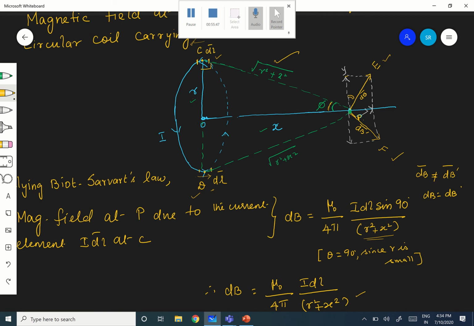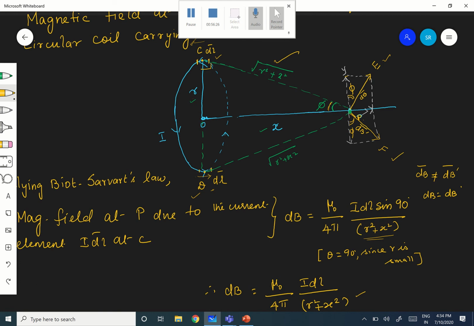Therefore, what will be the angle between PE and PY? How to find out? PY is perpendicular to OP and PE is perpendicular to CP. Therefore, the angle between the two lines is theta, and the angle between the perpendiculars is also equal to theta. Therefore, here it is phi, means this is also phi. Like that, what is this angle? Same, phi.